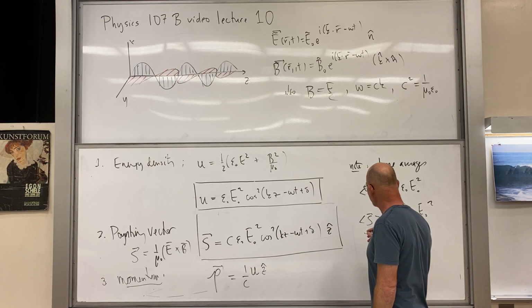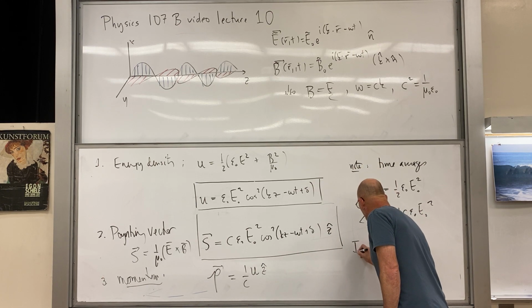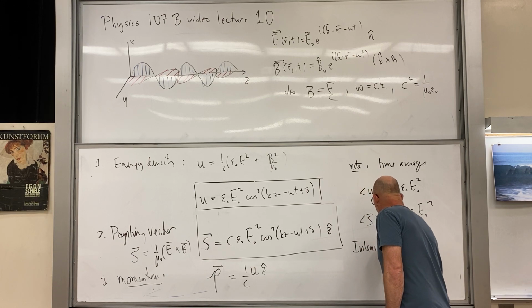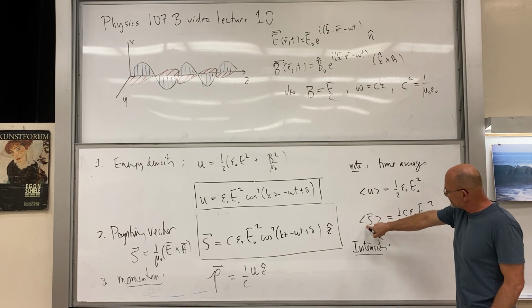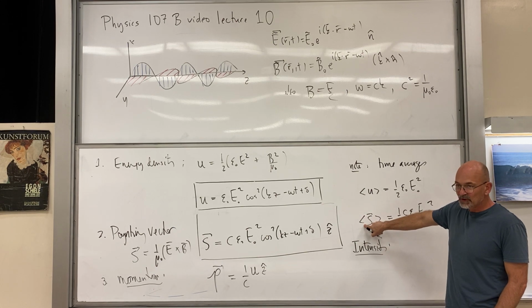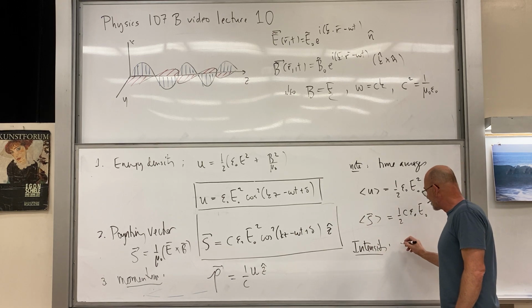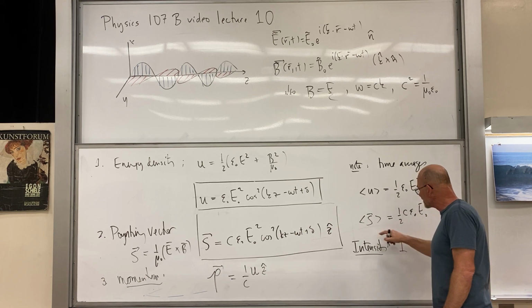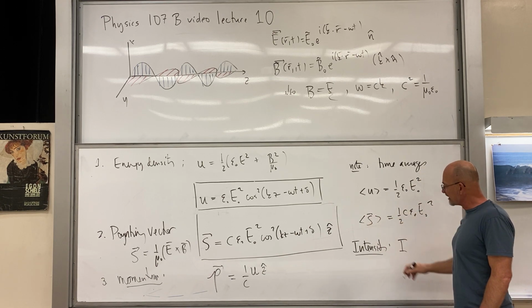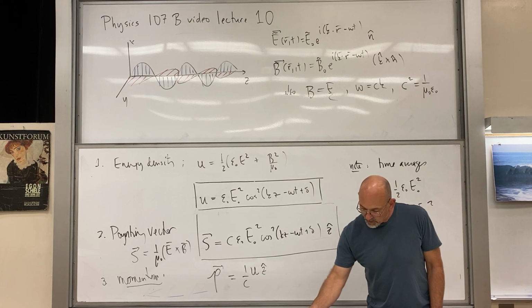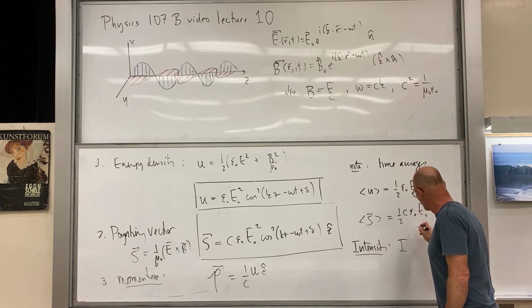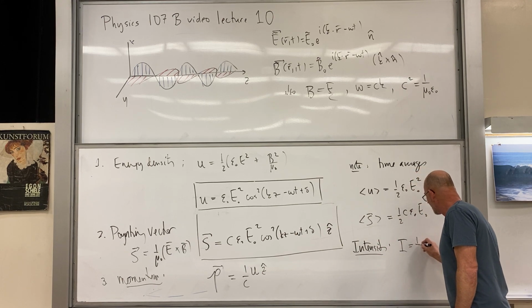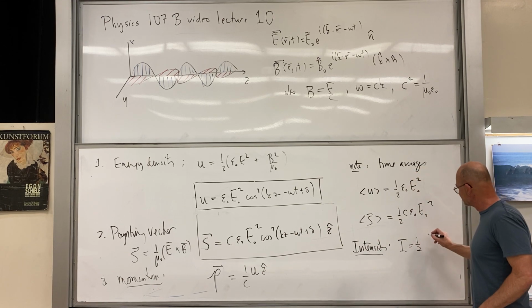So intensity, which is power per area, is just the magnitude. Okay, so the intensity is just the magnitude of the Poynting vector, and we're going to do an example with the, let me write that down first, with the solar constant.